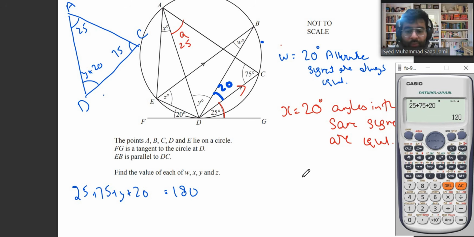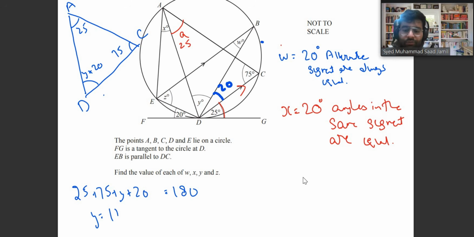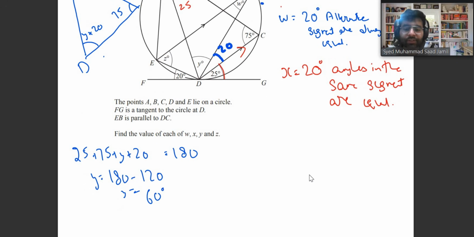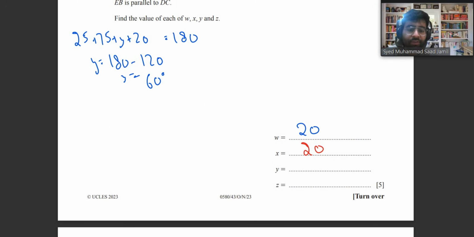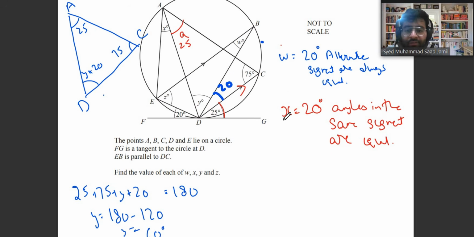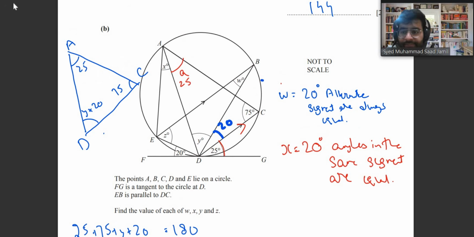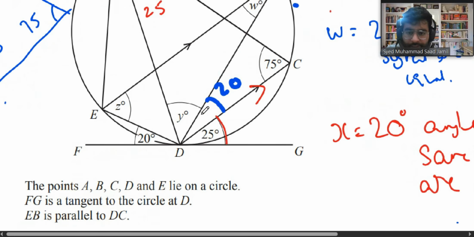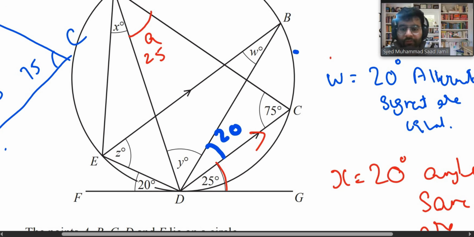So we get 120. So y is equal to 180 minus 120. Y is equal to 60 degrees. Alright. So this is how you guys get 60 degrees. Next question says find the value of z. So look, to find z, we will use this triangle. Alright. Whenever you're solving questions like this, make sure you identify the triangle you're using. We are using this triangle.